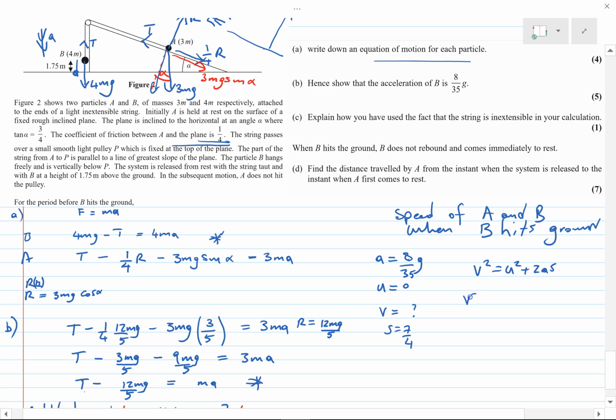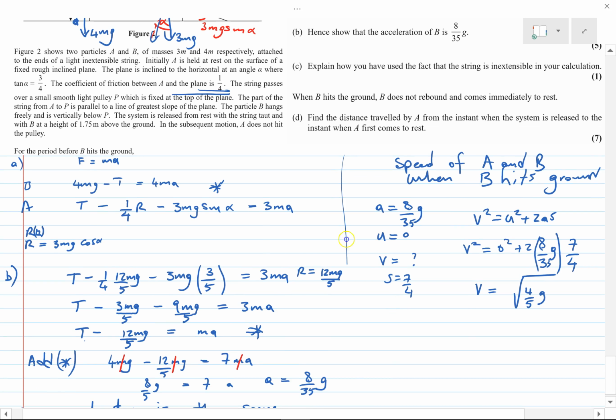So that's v squared is equal to u squared, which is 0 squared, plus 2 times a, which is 8/35g, times by 7/4, which is the distance. So that gives me, because that's 16/4, so it's 4. The 7 cancels with the 35, so that works out as v is equal to the square root of 4/5g. I'm not going to bother working it out because it's not required. We can use that exact answer in our further calculation. So that's one thing we need to work out.